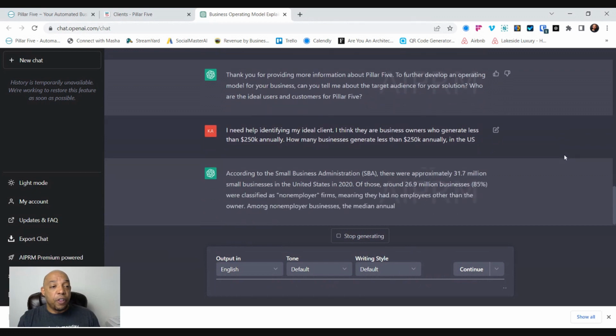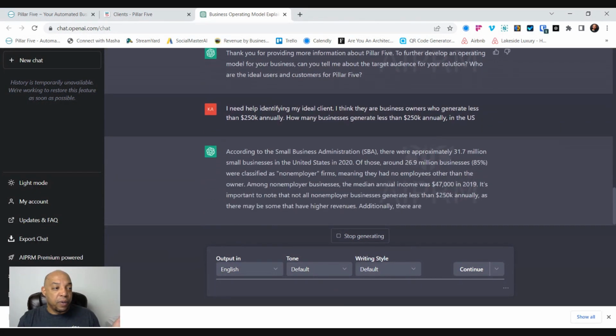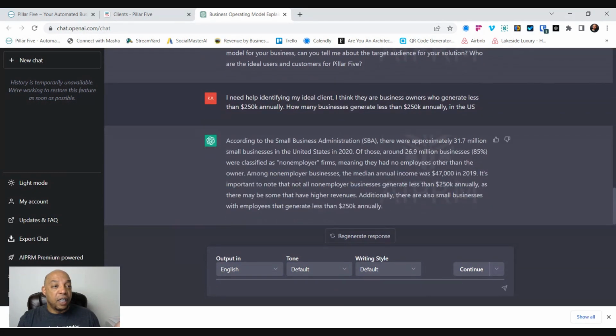So here we are, 31.7 million businesses. Of those, around 26% of businesses are classified as non-employers, meaning they had no employees other than their owner. Among the non-employer business, the median annual income was 47,000. It's important to note that not all non-employers generate less than 350,000. And in fact, I actually know the number is 84.6%, right? I just know what that number is because I've done the research.